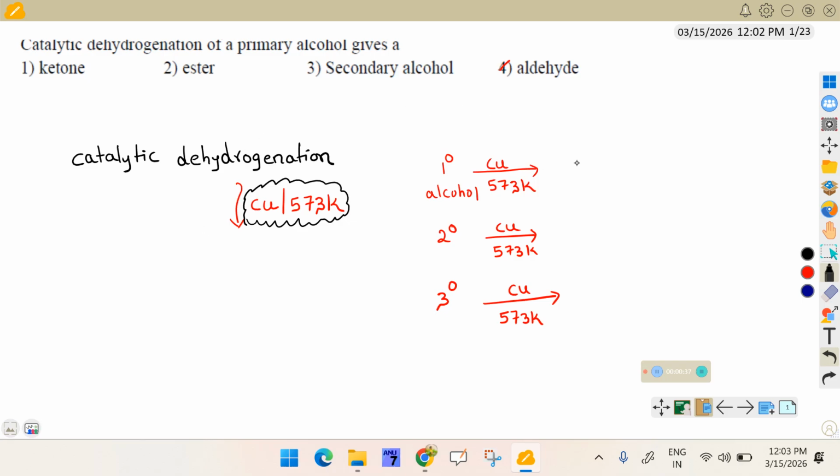If 1 degree alcohol undergoes catalytic dehydrogenation, then it gives aldehyde as a product. If it is 2 degree alcohol, then it gives ketone as a product. If it is 3 degree alcohol, instead of catalytic dehydrogenation, the dehydration process takes place and it gives alkene as a product. Here the question is related to primary alcohol. Primary alcohol undergoes catalytic dehydrogenation, then it gives aldehyde as a product.